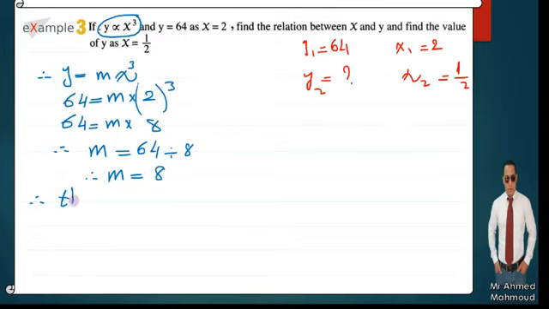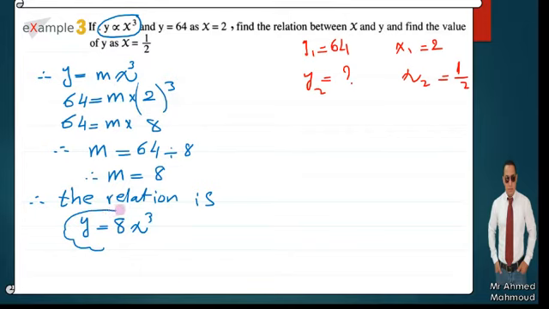Therefore, the relation is y equals, in place of m I will write 8, so y equals 8x power of 3. Here x equals 1 over 2, therefore y equals what? y equals 8 times 1 over 2 all power of 3, which equals 1. This is the value of y.